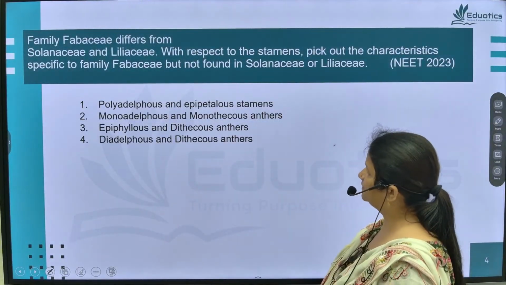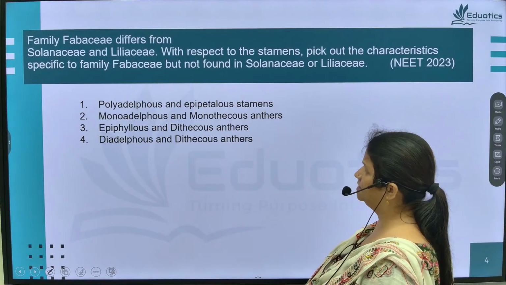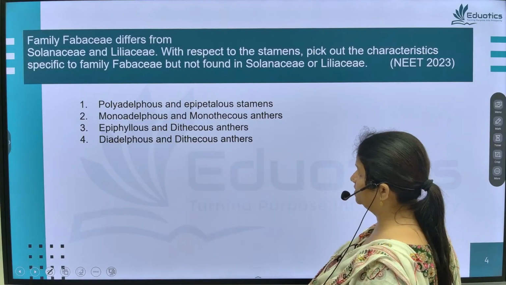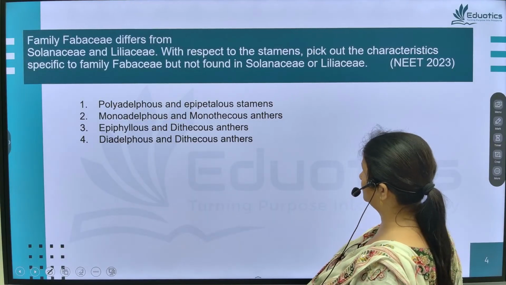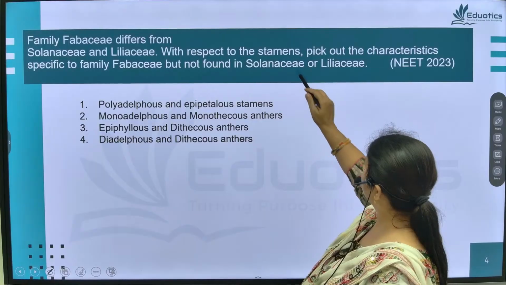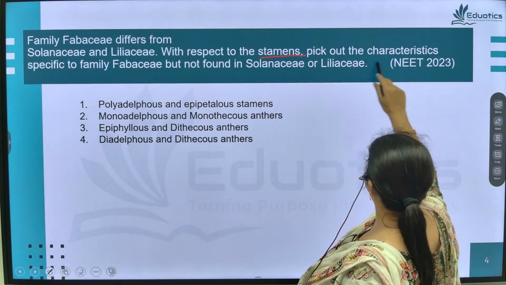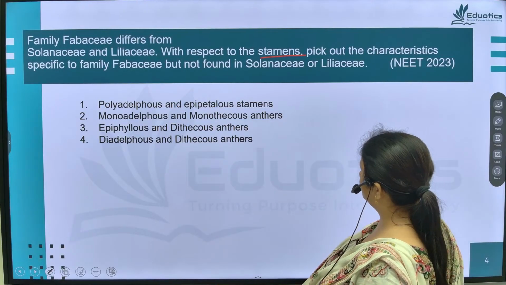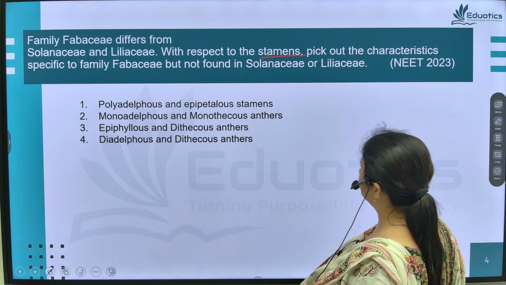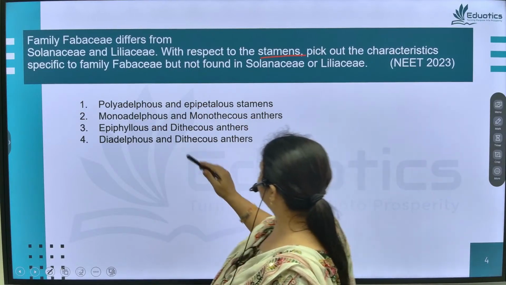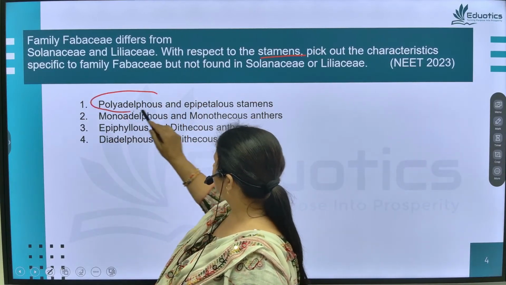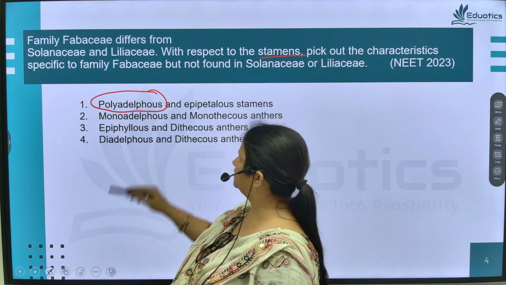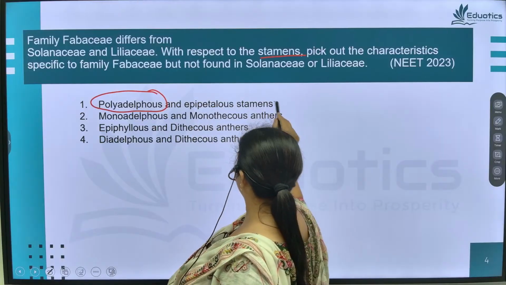Family Fabaceae differs from Solanaceae and Liliaceae. That means there are some features in which Fabaceae differs from Solanaceae and Liliaceae. With respect to the stamens, pick out the characteristics specific to family Fabaceae but not found in Solanaceae or Liliaceae. Polyadelphous is a feature of the family Malvaceae. It is not a feature of Fabaceae, so it will not be the answer.